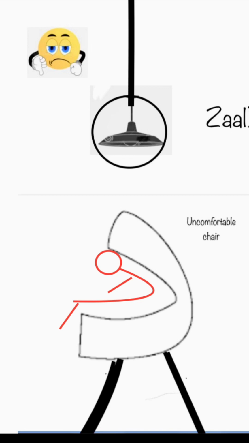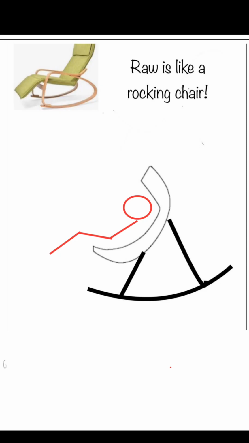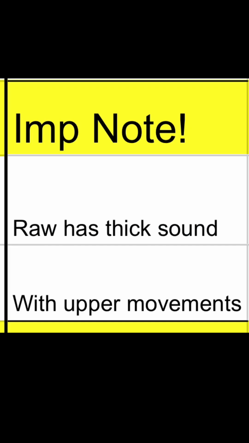So dal and thal are uncomfy chairs, leaning forward, so they are uncomfy chairs. No one wants to sit on them. Whereas ra and za are the comfy chairs, leaning backwards. After letter kha, letter ra is the second thick letter that sounds thick conditionally, only with upper movements.